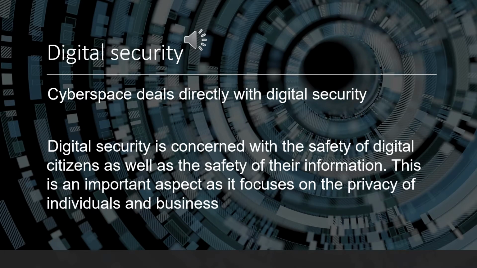Security. Digital security is directly linked with cyberspace. Digital security deals with the information of the digital citizen and the information on the computer itself. Digital security is an important aspect that one needs to be concerned with, as it deals with the safety of the information on the computer.